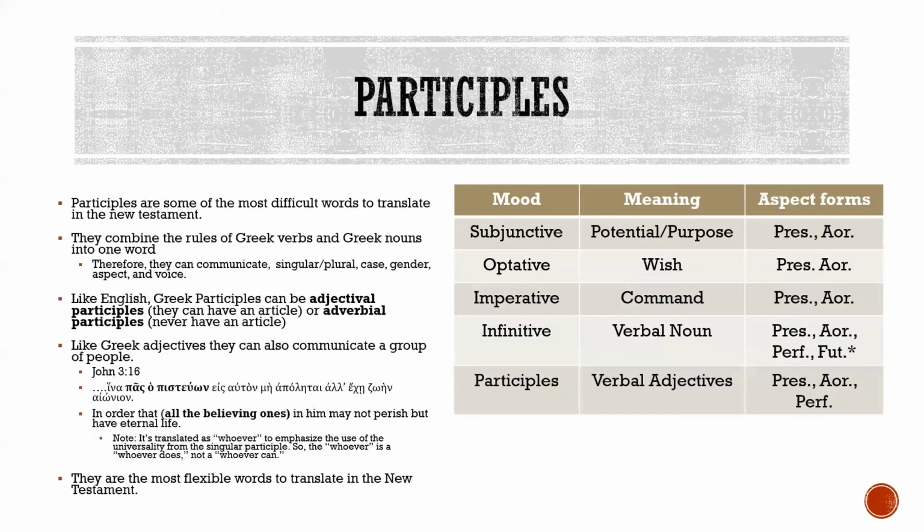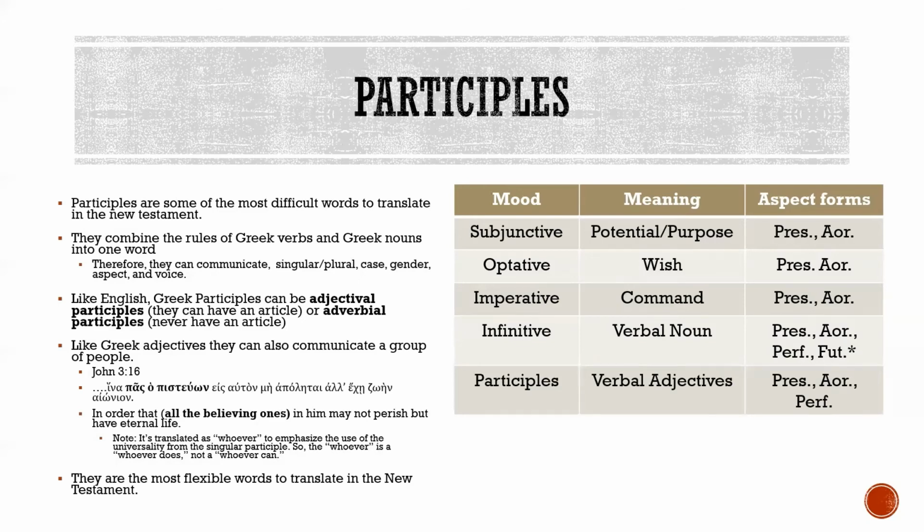Like English, Greek has adjectival participles, which usually have an article before the participle, or the participles are expressing an adverbial participle in which they never have an article. Greek participles can also act like Greek adjectives in that they could communicate a group of people. One of the most famous examples of this is in the last phrase in John 3:16.